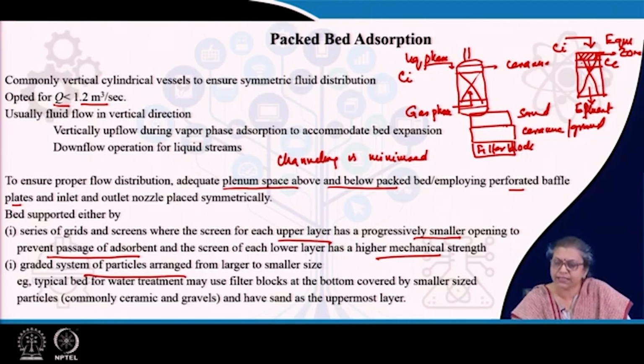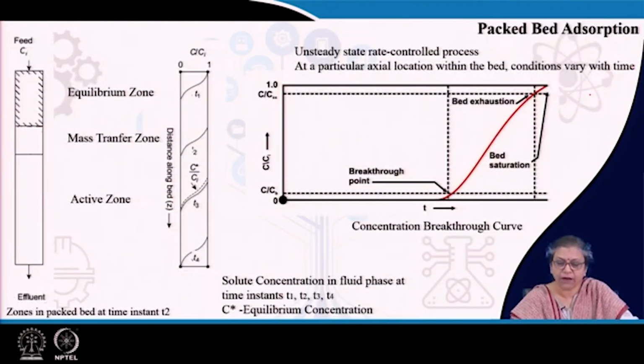So, as long as this mass transfer zone is quite away from the exit section, as time proceeds, this mass transfer zone gradually travels downwards. As it travels downwards, it leaves behind an equilibrium zone where no mass transfer is occurring, or which is not available for mass transfer. This mass transfer zone, MTZ as it is called, is followed by a zone where mass transfer does not occur, but it is ready for mass transfer. It is known as the active zone, right. And the effluent which comes out has a very low concentration of the adsorbate.